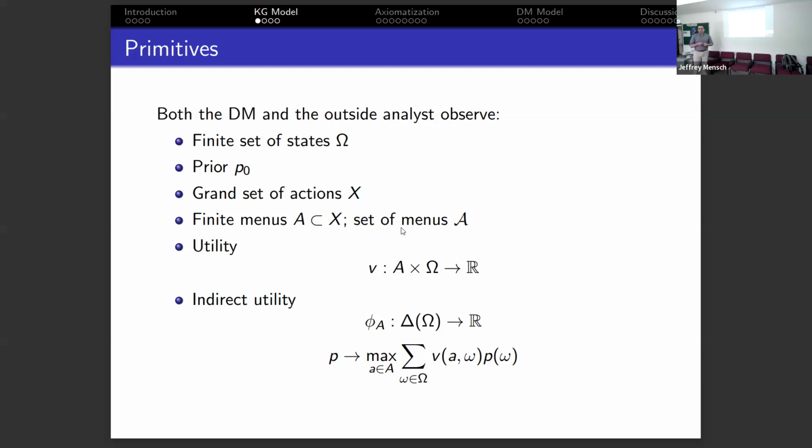Why is it indirect? Why do you call it indirect? Because it's from the maximization. Yeah, indirect utility, like we see from standard consumer choice theory. Yeah, exactly.